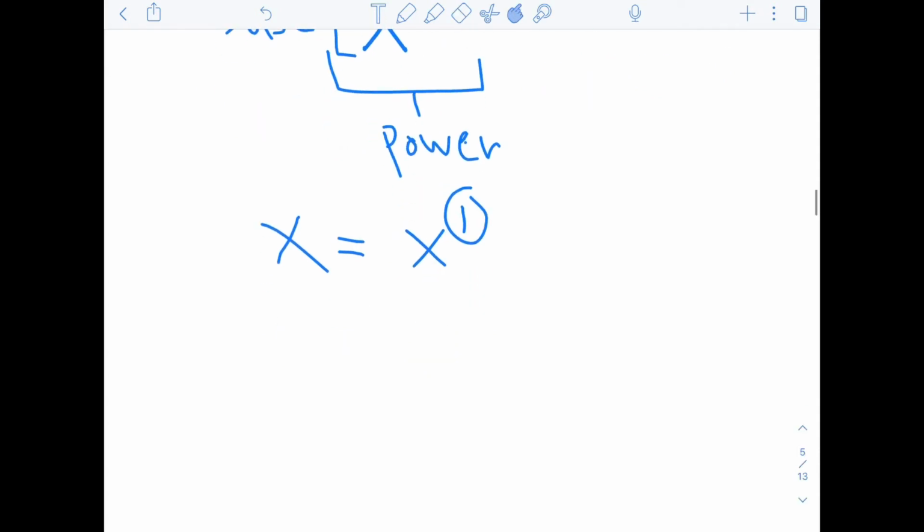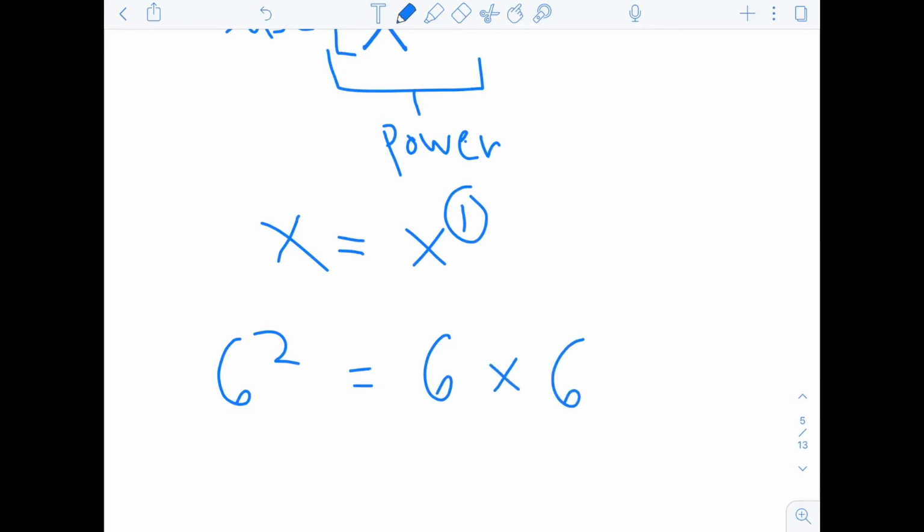So if you have something like 6 squared, the exponent is just the number of times you multiply the base. So we're going to multiply it twice. So 1, 2. So it's 6 times 6, which is 36.